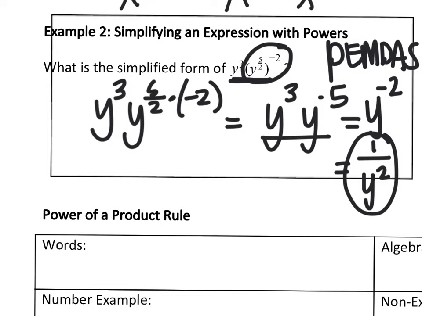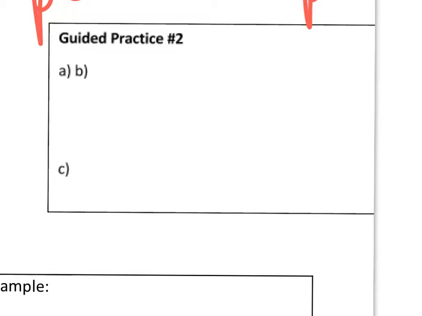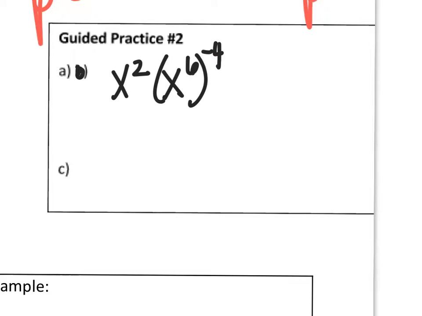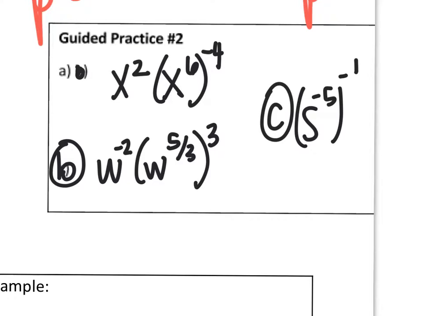Guided practice number 2. There's 3 parts to this one. I'm going to have to write the questions for you, but A is going to be x squared times x to the 6th to the -4. B is w to the -2, w to the 5/3 cubed. And C is going to be s to the -5 to the -1/2 times s to the 3/2. Pause it and do those 3 questions on your own, and I'll give you the answers in just a second.